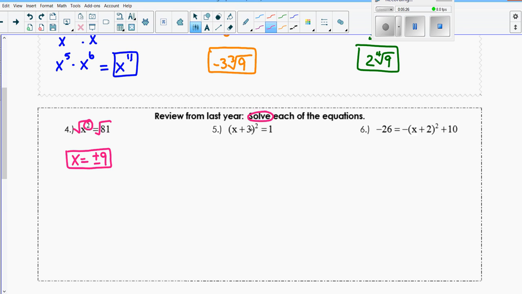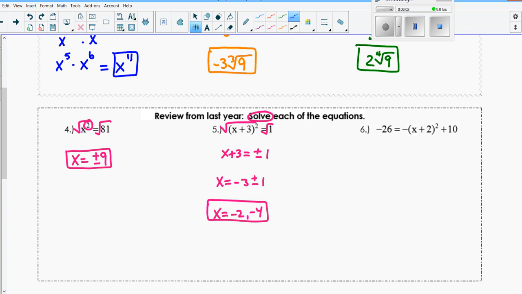Okay? Notice in this one we have a quantity that's being squared, so we square root both sides. We get x plus 3. Again, we have to say plus or minus anytime we take the square root, equals plus or minus 1. If we subtract 3 from both sides, we will get negative 3 plus or minus 1. And then we're going to want to simplify that. So negative 3 plus 1 is negative 2, and negative 3 minus 1 is negative 4. So those would be my two answers.